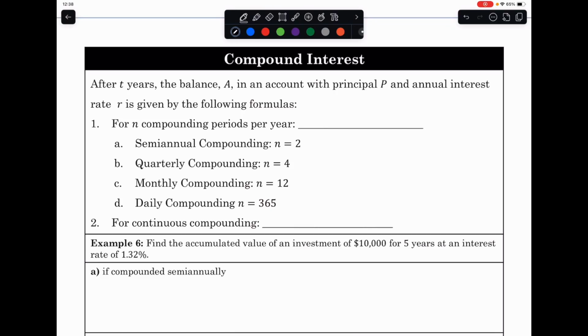Thank you guys for watching the second part to 36.1 exponential functions. We're going to look at the applications of exponential functions in real world scenarios, beginning with compound interest.